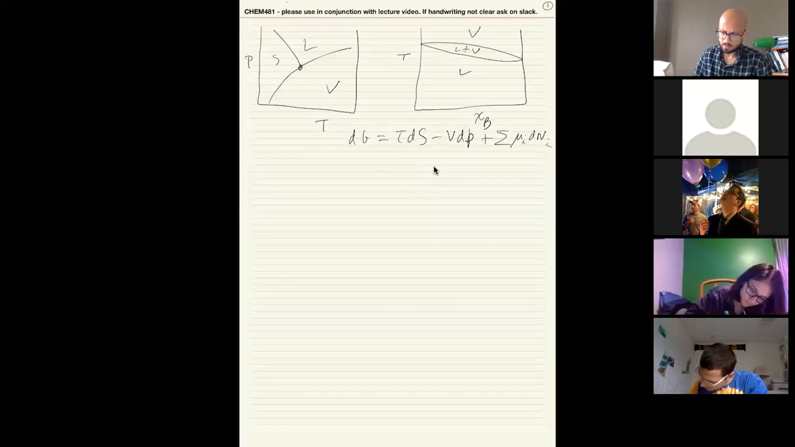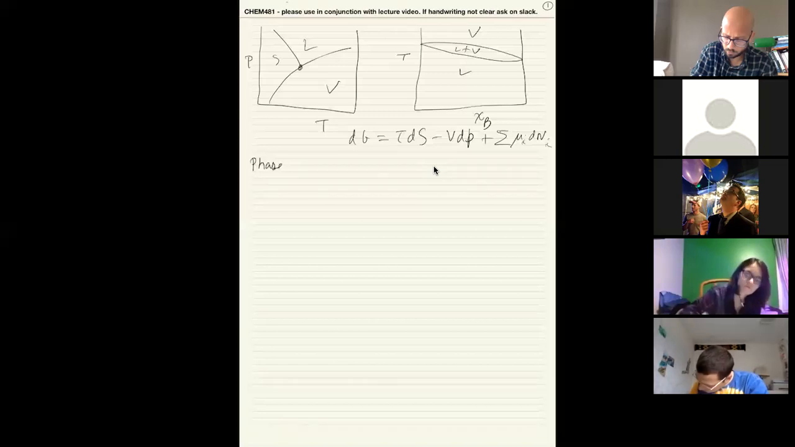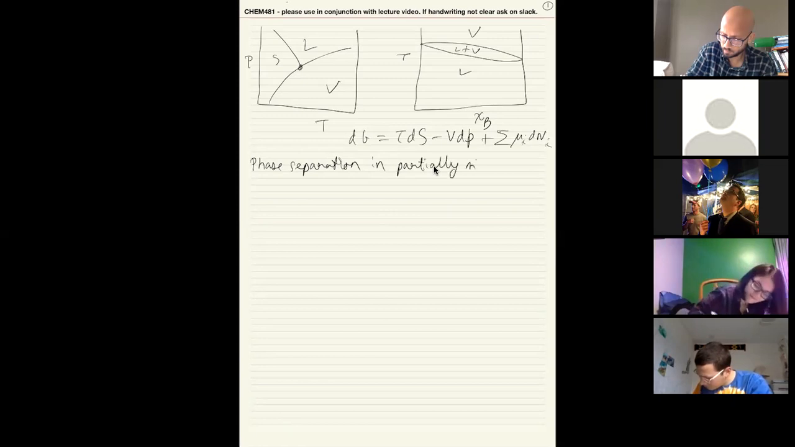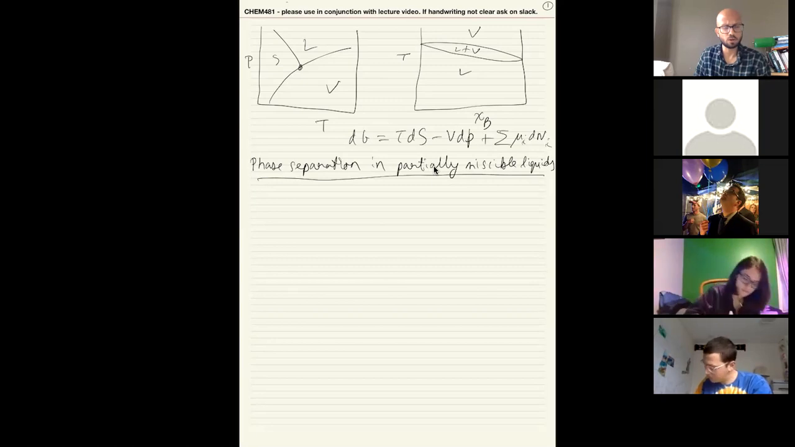So the third and final type of phase diagram that we are going to look at connects to something called phase separation. And it happens in something that you have probably seen in real life or in a lab, which is also real life, I guess. Phase separation in partially miscible liquid. So we are again talking about a two-component system, and where you can think about the composition of the other liquid that you're thinking of. So for example, this could be oil plus water.